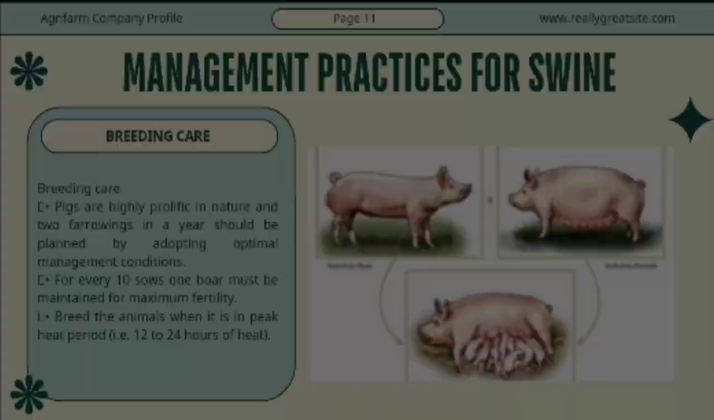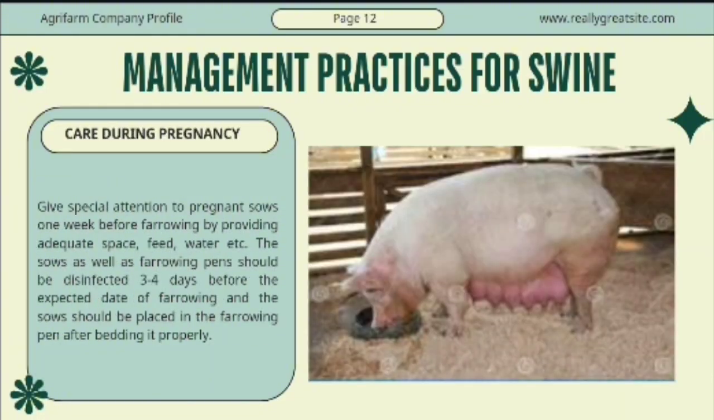So in care during pregnancy, give special attention to the pregnant sows 1 week before farrowing by providing adequate space, feed, water, and others. The sows, as well as farrowing pens, should be disinfected 3 to 4 days before the expected date of farrowing, and sows should be placed in the farrowing pen after bedding it properly.